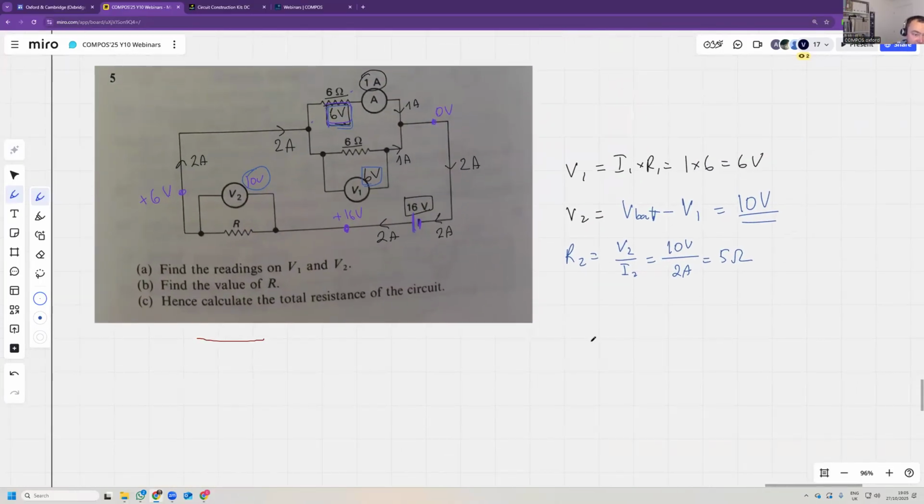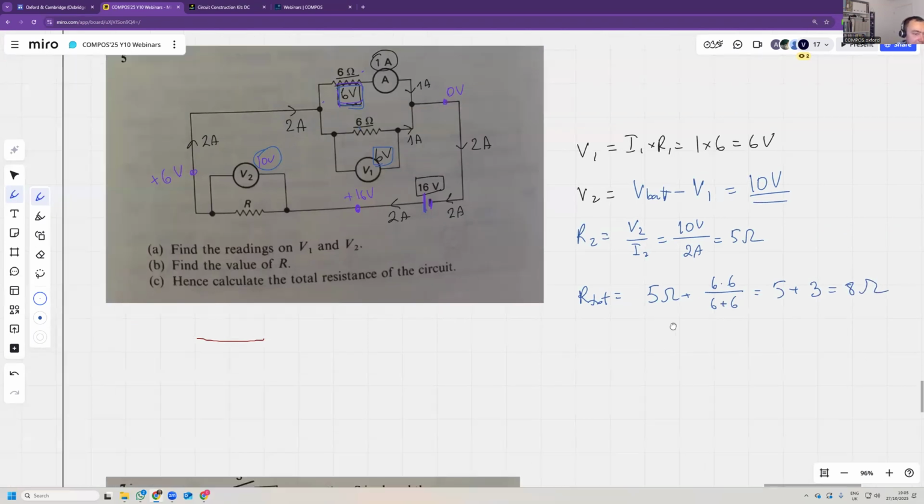Find the total resistance of the circuit. Well, 6 and 6 make 3, so it's 5 ohms plus 6 times 6 divided by 6 plus 6, which is 5 plus 36 over 12, 3, which is 8 ohms, is the total resistance of the circuit.